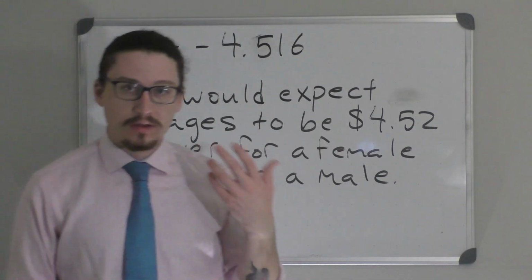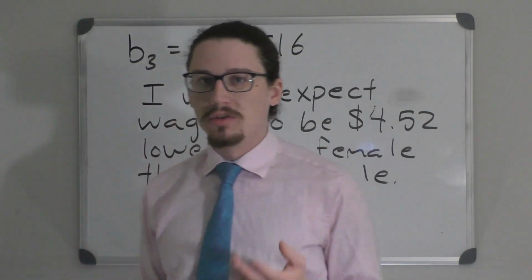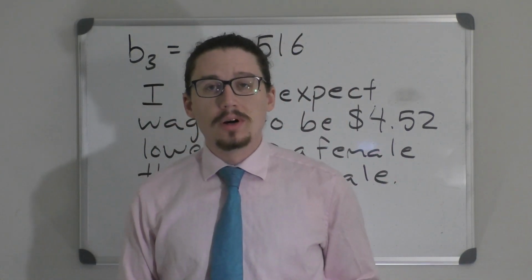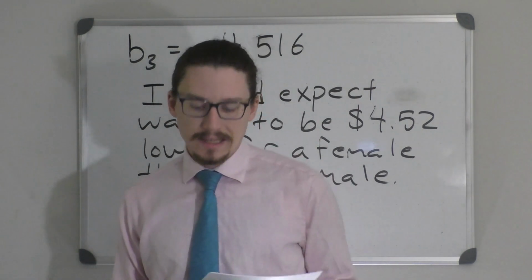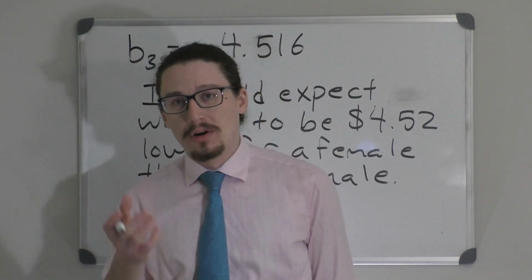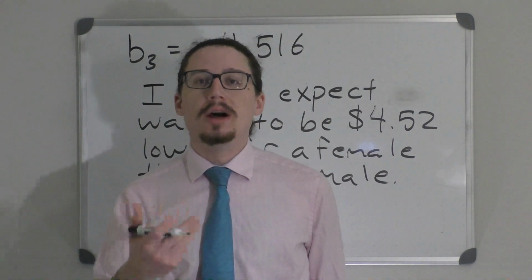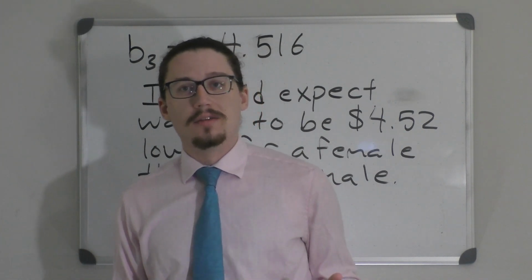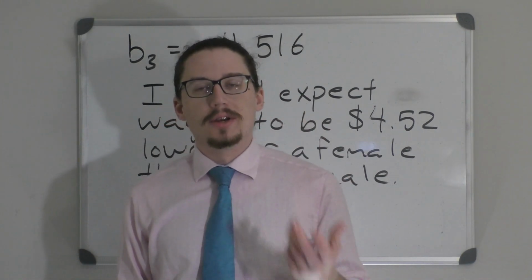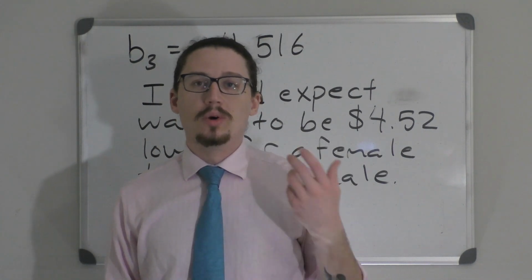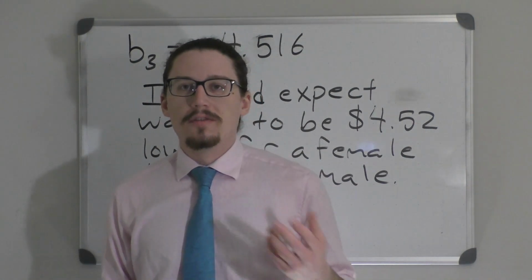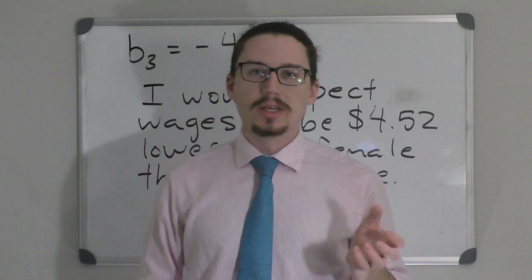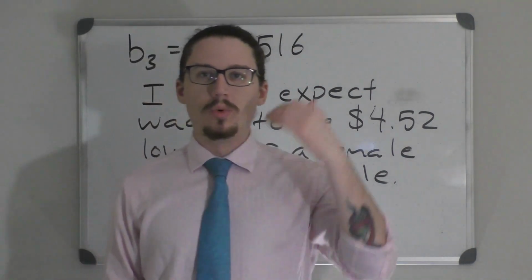All right, we can also look at the estimated value for beta 4, so B4. I'm not going to write this one up here, but B4 is negative 1.96. That's tied to our variable black. So if we were to interpret B4, it would be something along the lines of, all else equal, I would expect wages to be $1.96 lower for an individual who is black than for an individual who is not black. Again, using that reference, right?